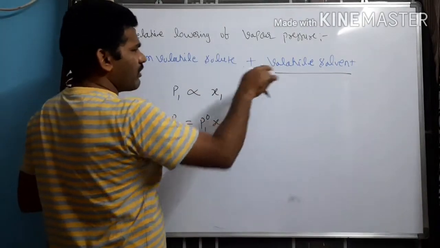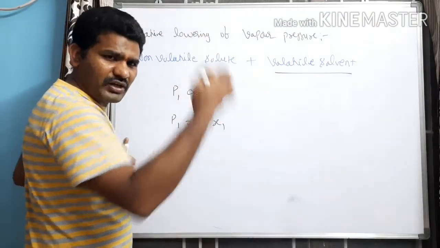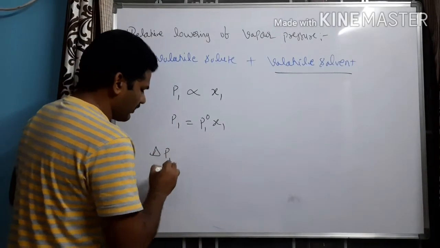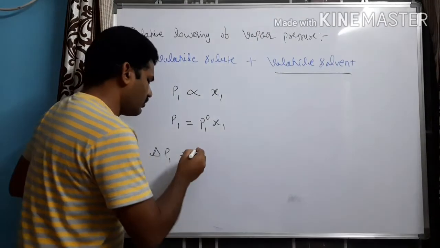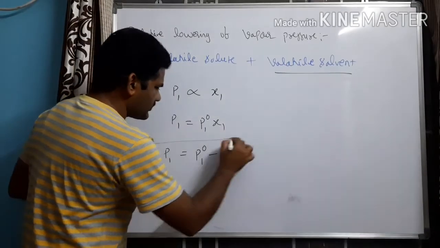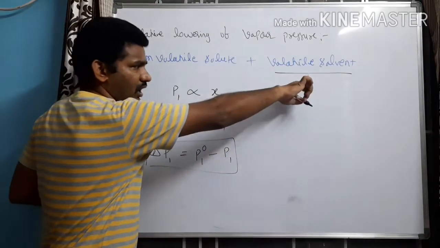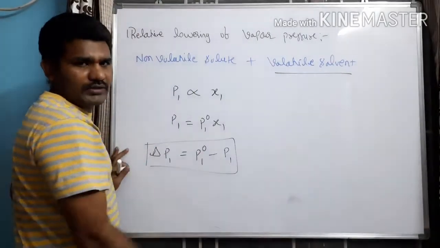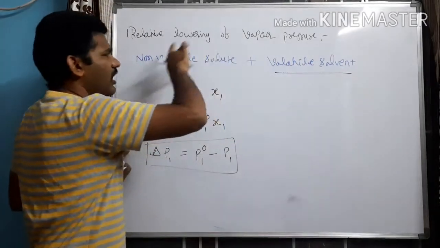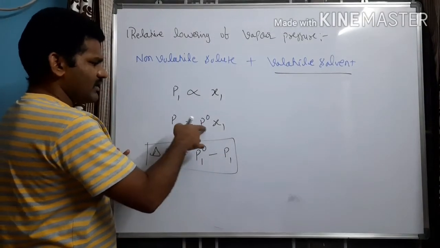Now, when I add a non-volatile solute to the volatile solvent, what happens? Its vapor pressure decreases. That decrease in vapor pressure is indicated by delta P1. Therefore, delta P1 is equal to P1 naught minus P1. What is P1 naught? The vapor pressure of the solvent before adding the non-volatile solute. What is P1? The vapor pressure of the solvent when the non-volatile solute is added to it. I can rewrite P1 as P1 naught into X1.